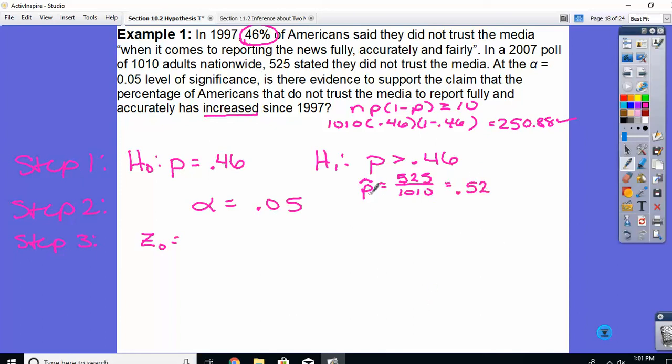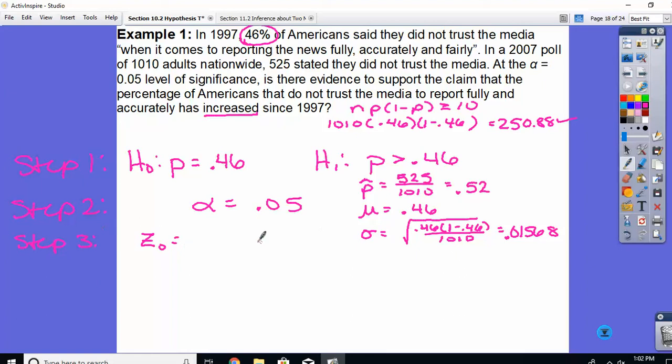Okay. We need our mean, which is just going to be our p, so 0.46. We need our standard deviation, which is the square root of p times 1 minus p over n. And hopefully this stuff is really familiar, because that's what we did on the last test. And we get 0.01568.